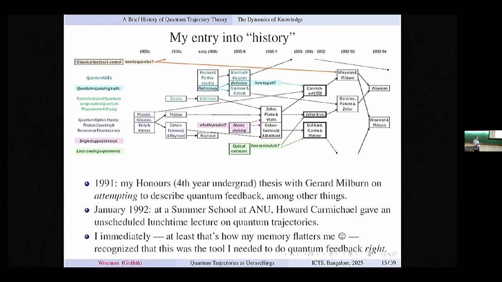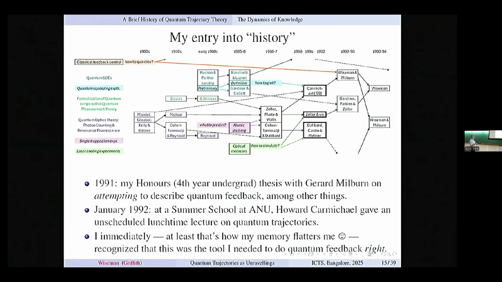So in 1991, when all the exciting papers and books were being written, I was in my honours year, that's fourth year undergrad, doing work with Gerard Milburn on a number of things, but one of them was attempting to describe quantum feedback.